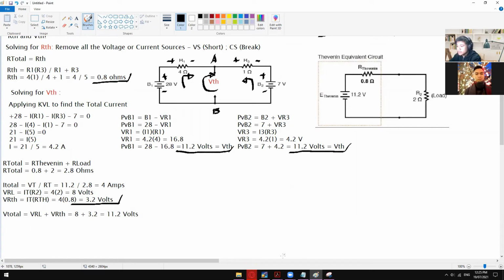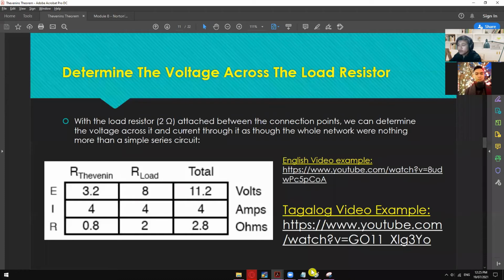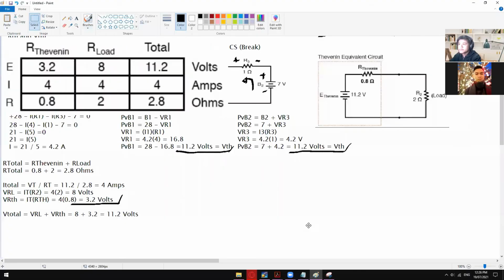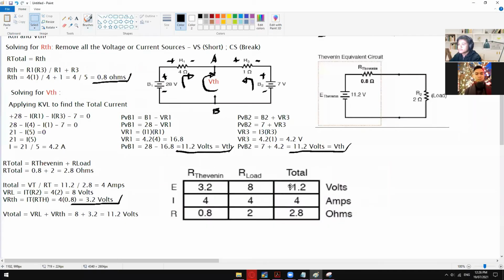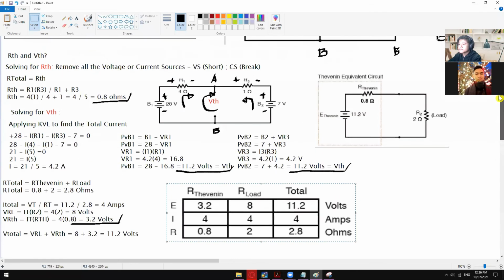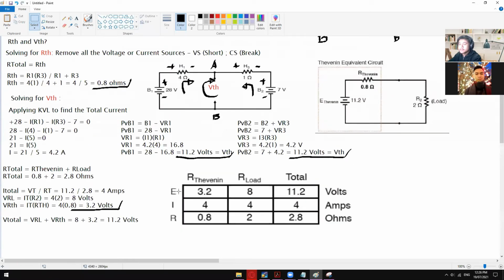Okay, so if we are going to compare that one using this table right here, those individual currents and individual voltage drops, we'll arrive with this table. So the voltage across R Thevenin is 3.2, okay, which is this one. Okay, so our final answer is 8 volts.